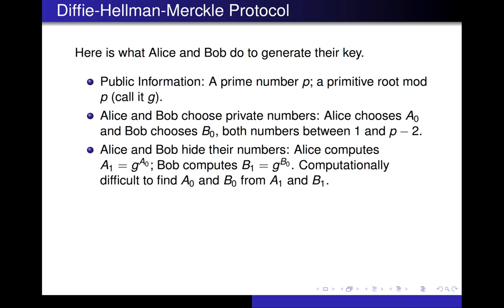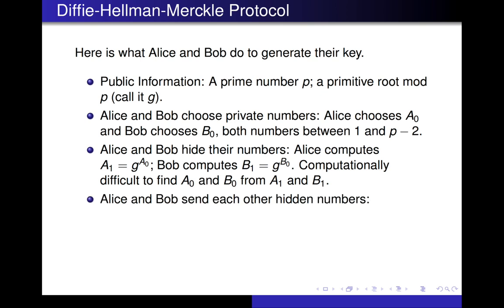Now, again, what's going to happen here is we're going to choose P big enough, and we're going to choose our primitive root clever enough, so that it's going to be difficult for people who know A1 to figure out what A0 is, and also difficult for people who know B1 to find out what B0 is. In principle, all you have to do is look at all the powers of G, figure out which one gives you A1, which one gives you B1, and that would tell you what A0 and B0 are, but computationally, that is very difficult, even for a computer.